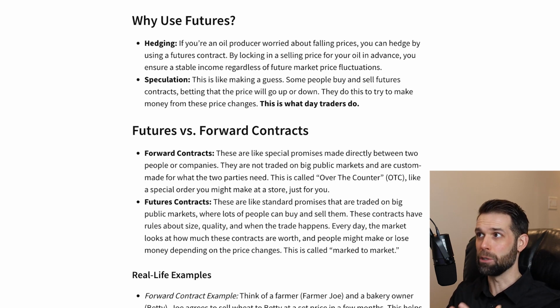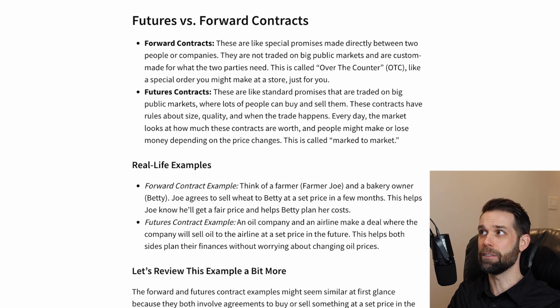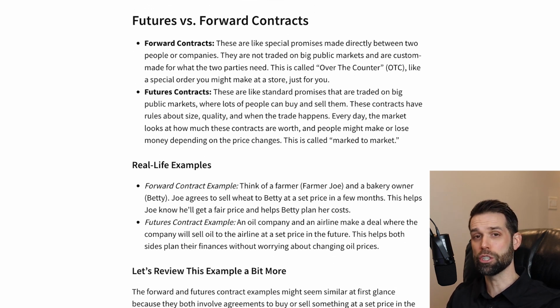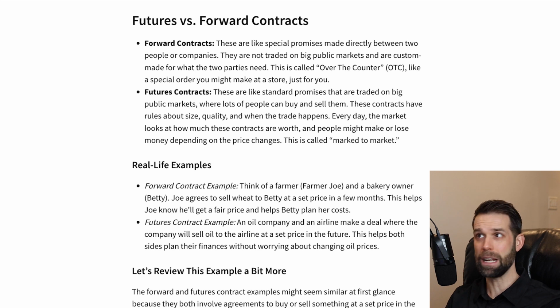And I'm assuming you're watching this because this is sort of what you will typically want to do. Now, there is this difference between futures and forward contracts that you might come across when you do this type of research. So let's dive a little bit deeper into what these are. A forward contract is a special promise made directly between two people or two companies. They're not traded on a big public market, and they're custom made for the two parties instead.